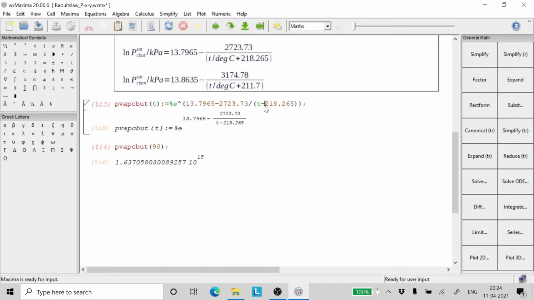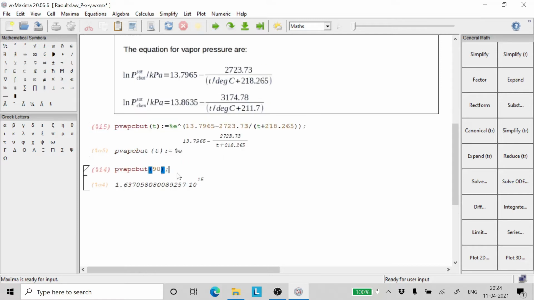We have done a slight error here. We have to add plus here. That's it. The pressure is 142.711 kilopascals. Now, let's run all the cells.